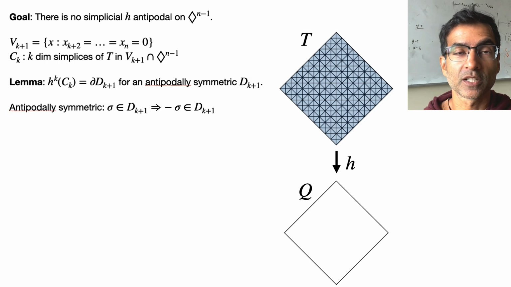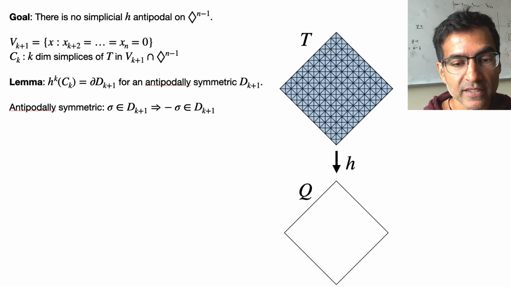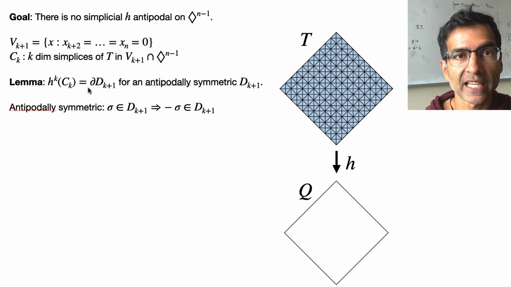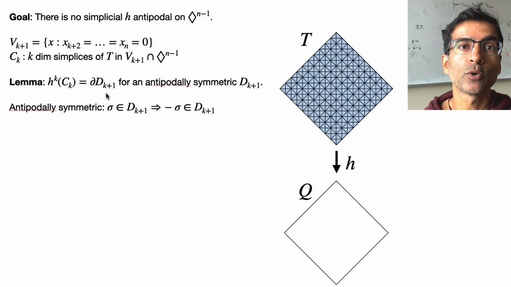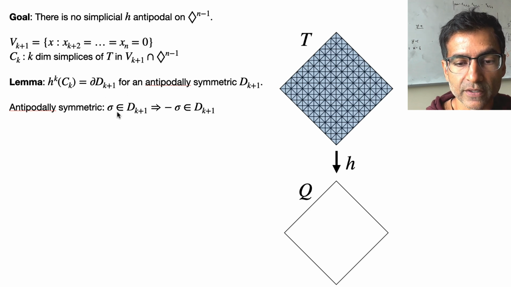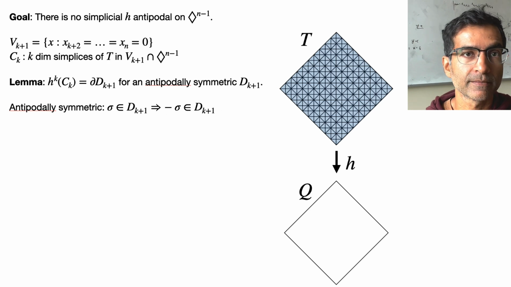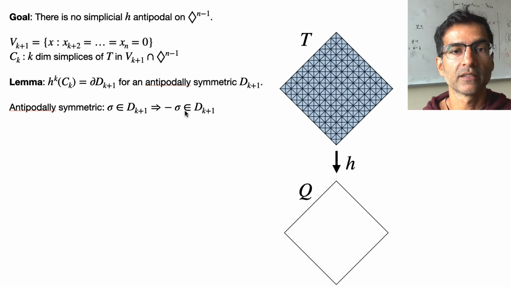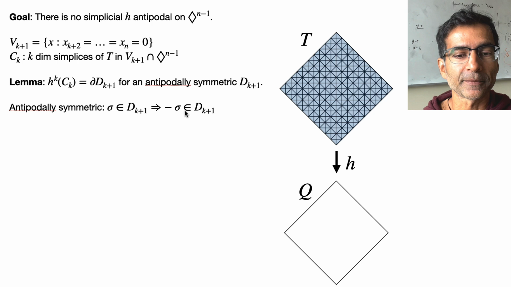The key lemma, which is where all the work is happening, shows that if you look at H_k of C_k, that's equal to the boundary of a k plus 1 chain, which is antipodally symmetric. Okay. What does that mean? Antipodally symmetric means that whenever you have a simplex in the chain, then minus of that simplex is also in the chain. Okay. So this is the key lemma, that the image of C_k is the boundary of an antipodally symmetric chain.